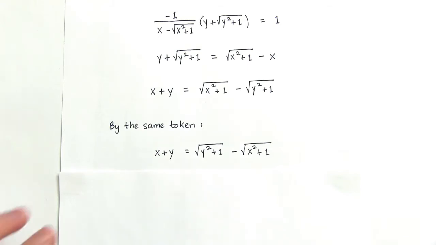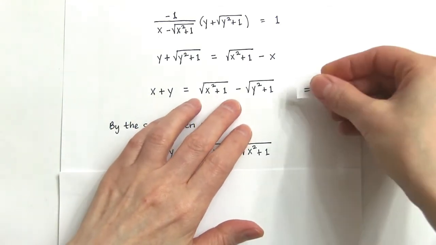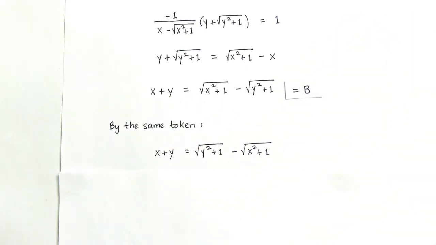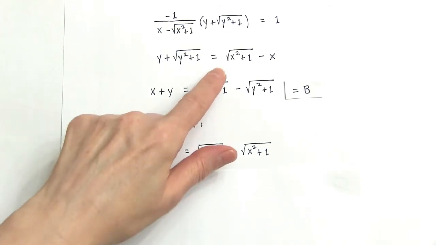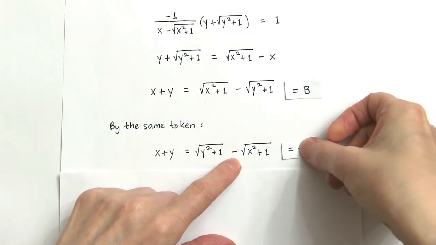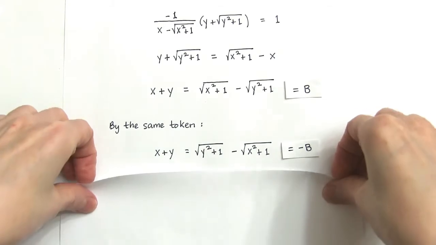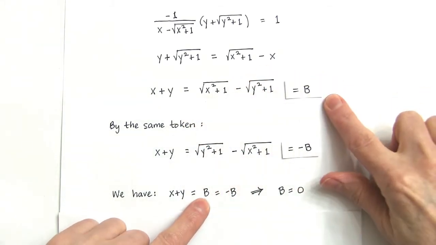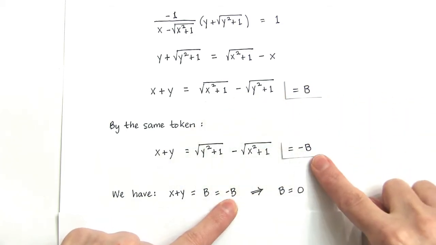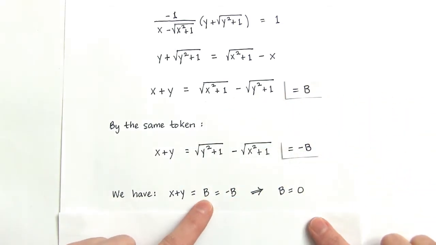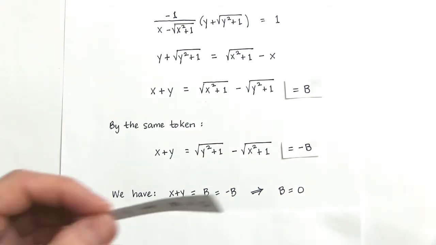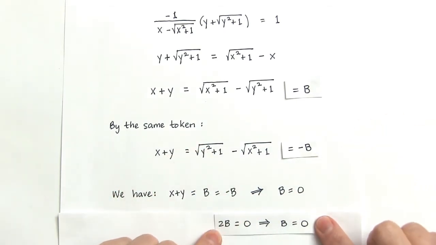So what we've shown is that x plus y is equal to this quantity, let's call it b, but at the same time, x plus y is the negative of this quantity, or negative b. And so we have that x plus y is equal to b, but at the same time it's equal to negative b. And the only way for a number to equal the negative of itself is for that number to equal 0.